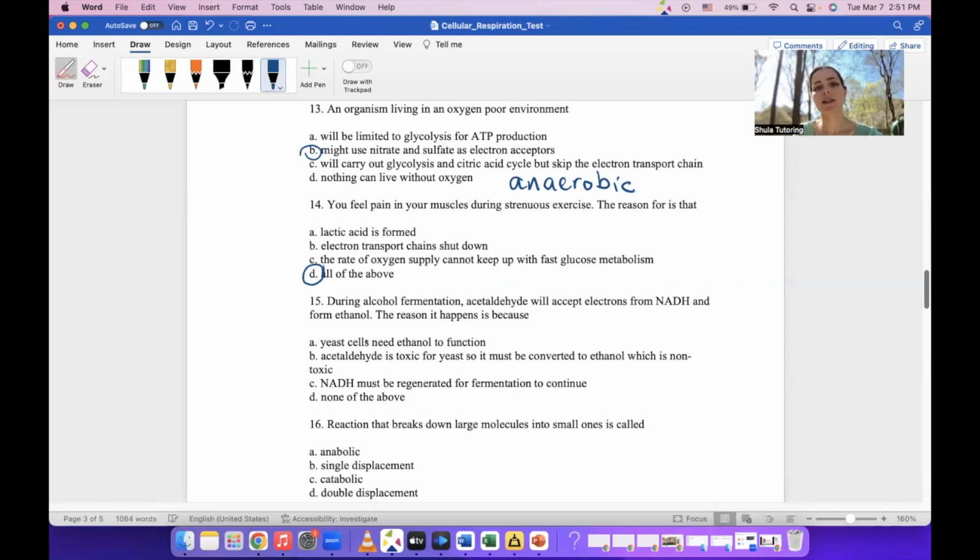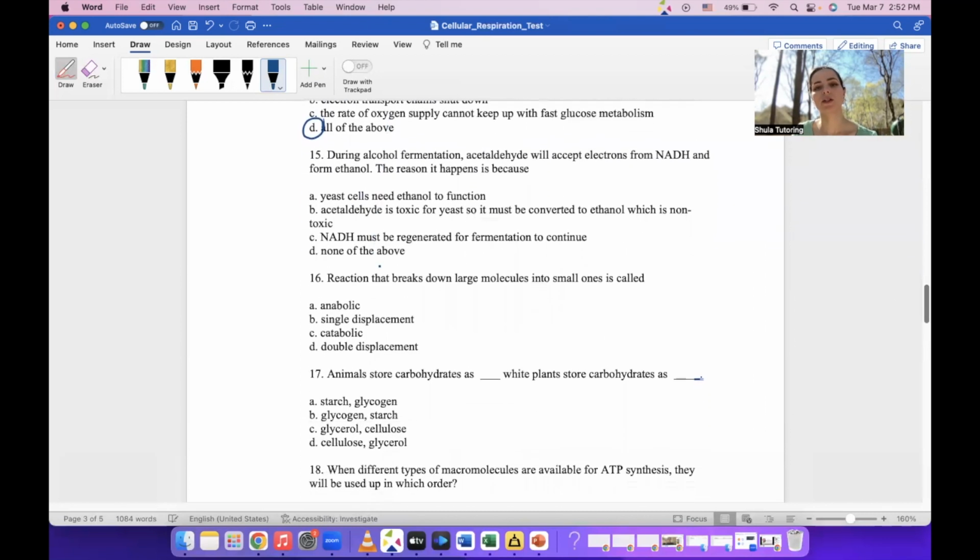So that's why electron transport chains will shut down, and we will have to switch to fermentation, which means that lactic acid will form as a byproduct, and it will cause pain in your muscles. During alcohol fermentation, acetaldehyde will accept electrons from NADH and form ethanol. The reason it happens is because NADH must be regenerated for fermentation to continue.